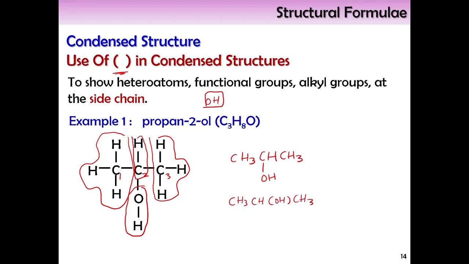So the bracket is actually to show what things are attached to the side chain. So this is the side chain. If this one is the side chain, what do we call this one? This is what we call not main chain, but parent chain. The longest chain is called the parent chain. Anything that is attached to the parent chain is called a side chain.